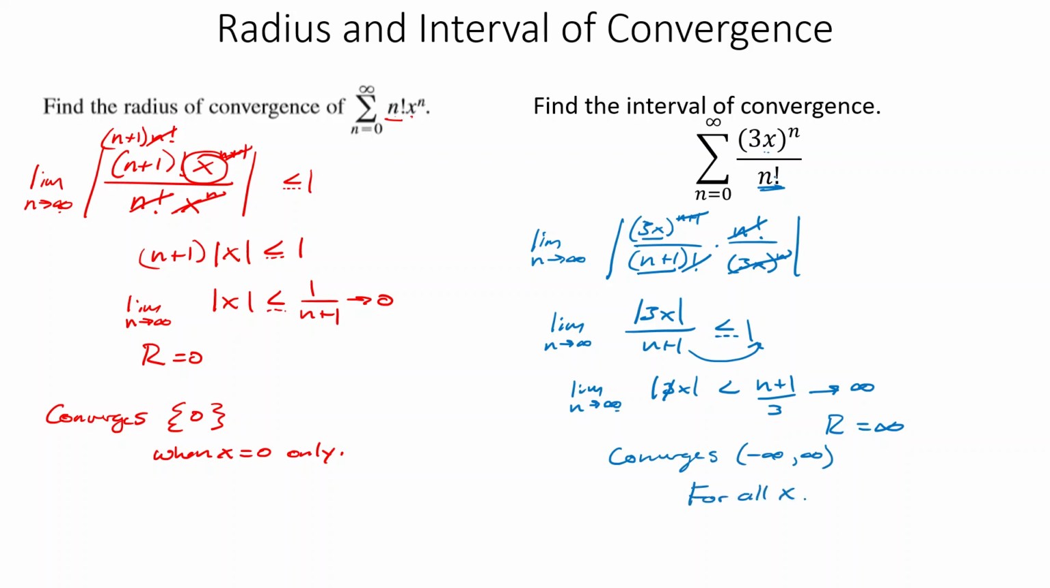All right, so n factorial makes a big difference. If it's on top, it only is going to converge at 0. If it's on bottom, it's going to converge pretty much everywhere, at least in this case. Unless there's something else on top or on bottom to cancel it out.